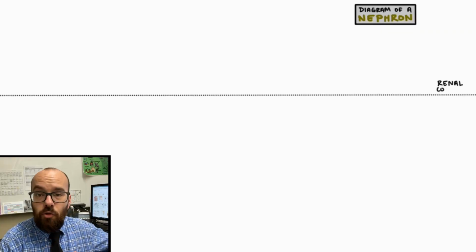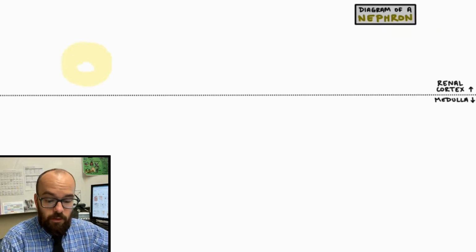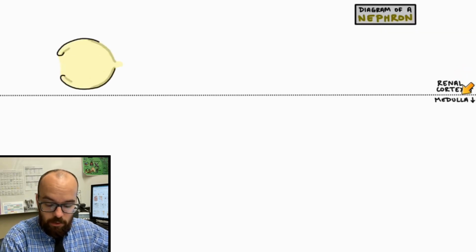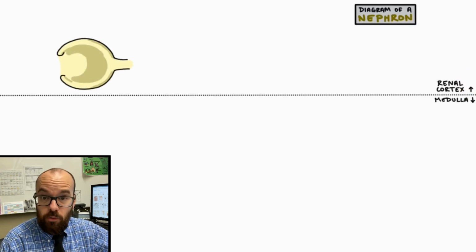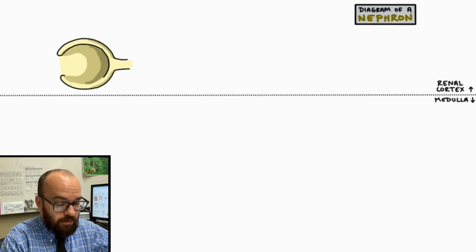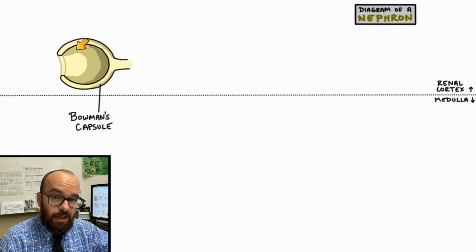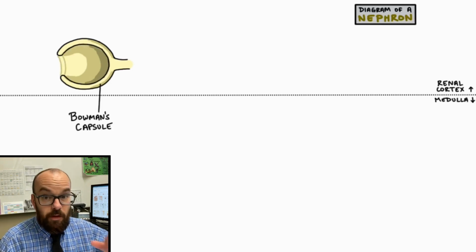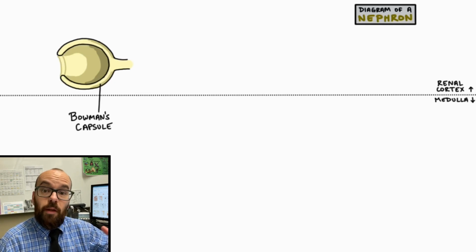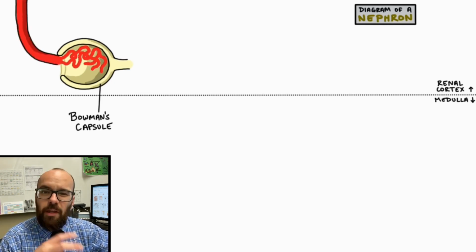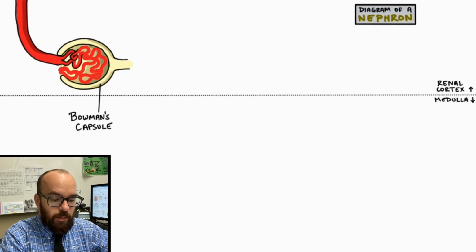So there's two main regions in our diagram here. Here at this top half above the dotted line is the renal cortex, and then everything below the dotted line is the renal medulla. Also being drawn right now, we've got something that's called the Bowman's capsule. This Bowman's capsule is going to be the beginning of the nephron, where filtration first happens. But before we get into that, we have to deliver some blood to the nephron. And so we're going to have a renal artery coming in, or really a branch of the renal artery that's going to be bringing blood in.